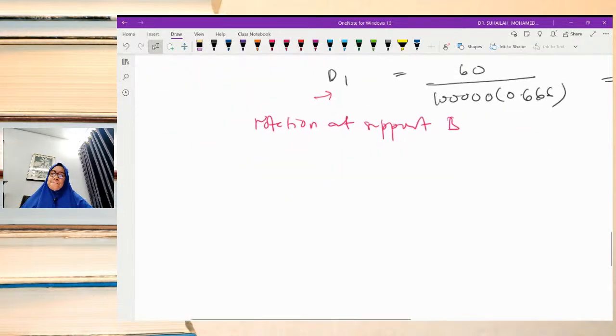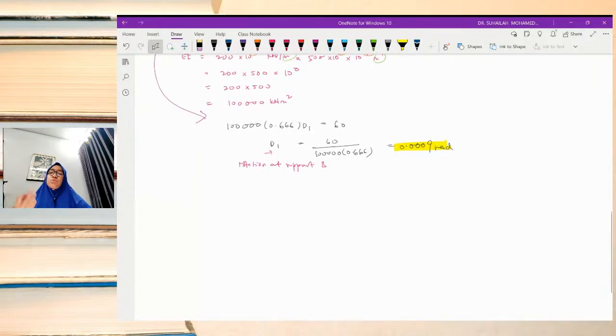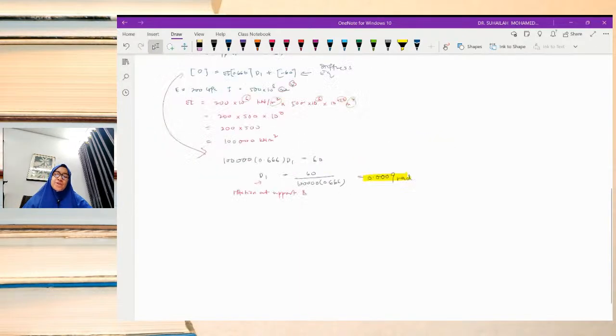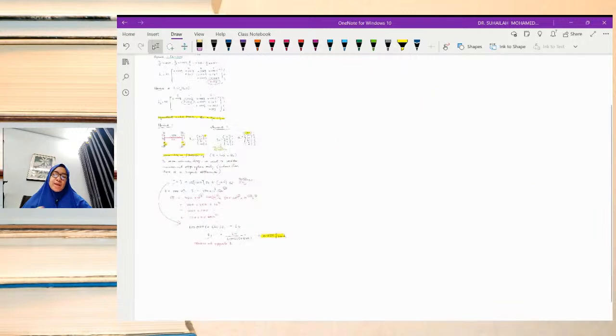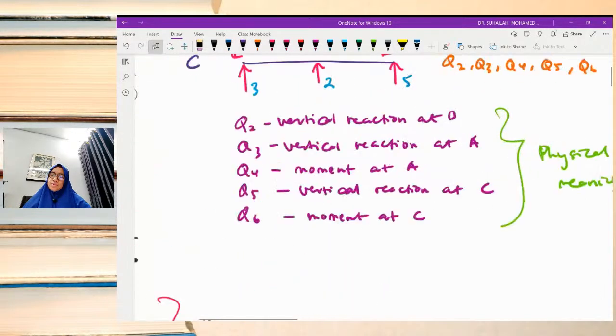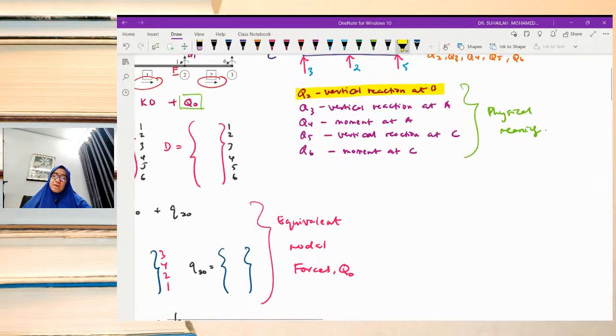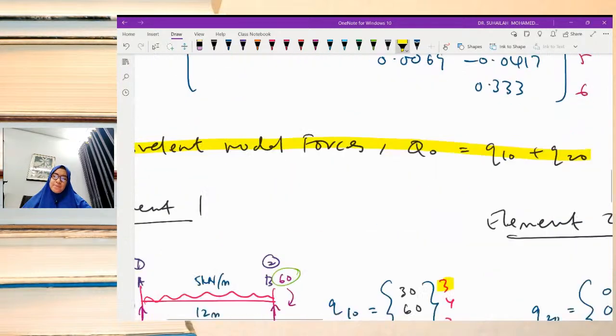Okay, now we want to continue to calculate Q2, for example the reaction at Q2. Q2 is the vertical reaction at B.